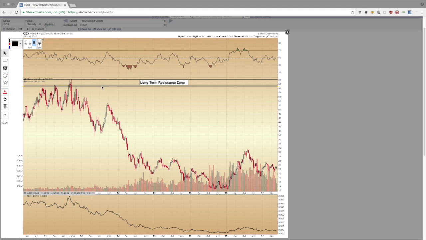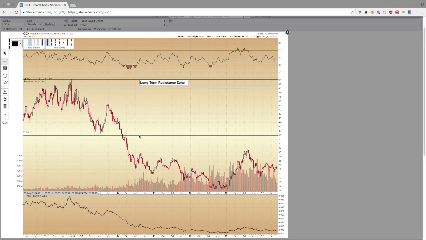Back to the horizontal support and resistance levels. So long-term resistance zone is what we have here between 61 and 64 on the GDX. Let's look at some other levels. So this is always what I do first when I'm annotating a chart. Let's look at some other levels here.